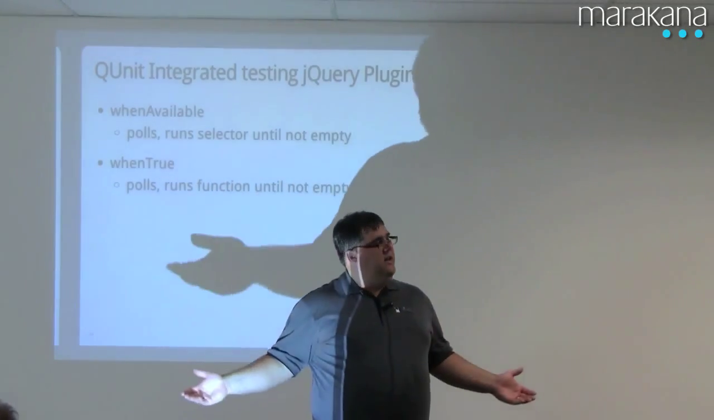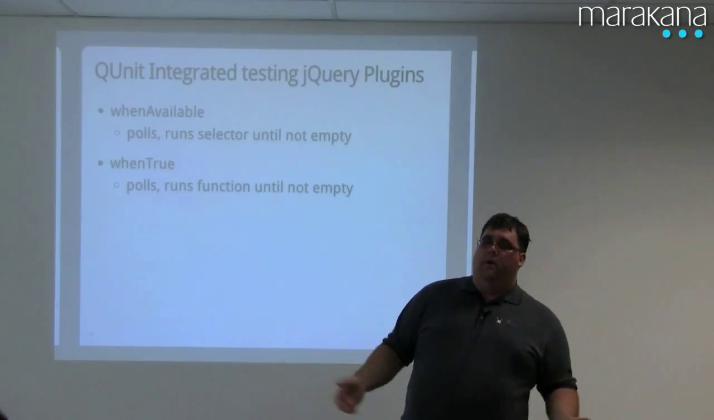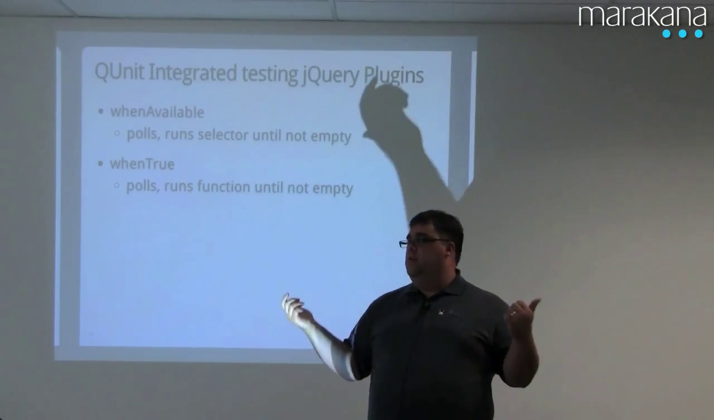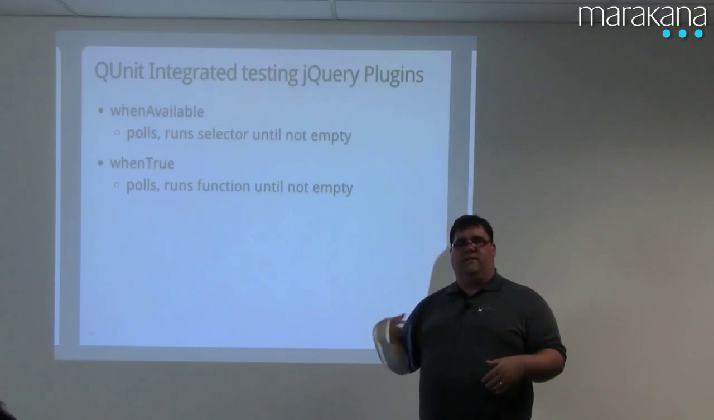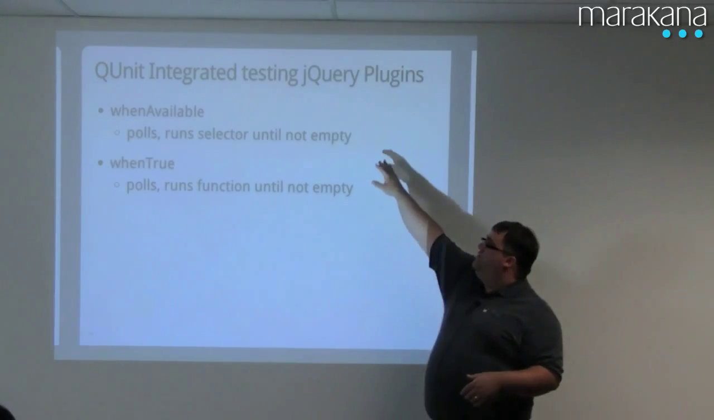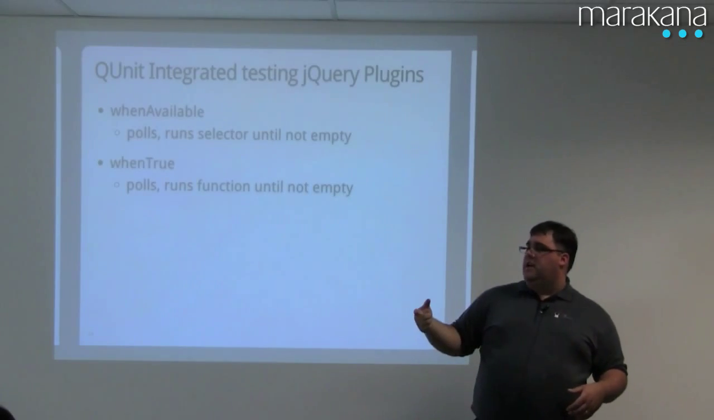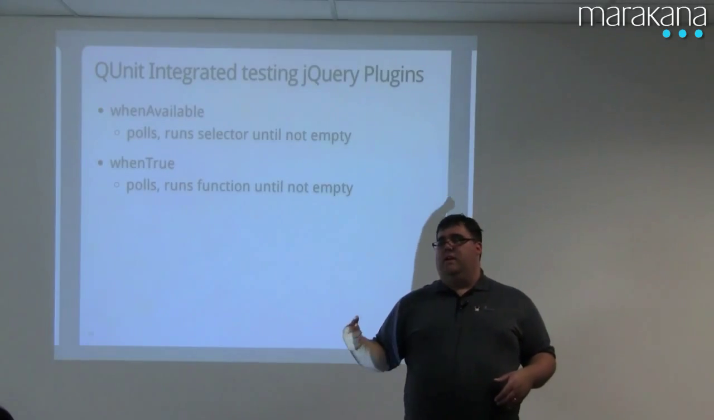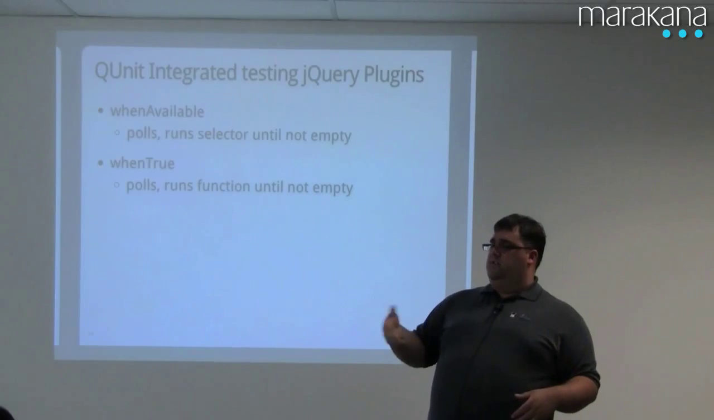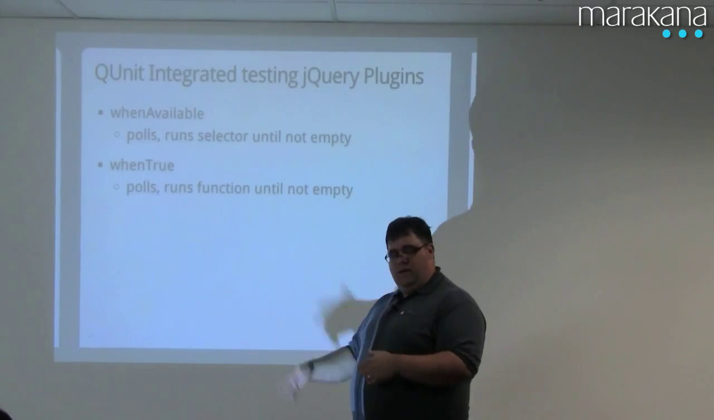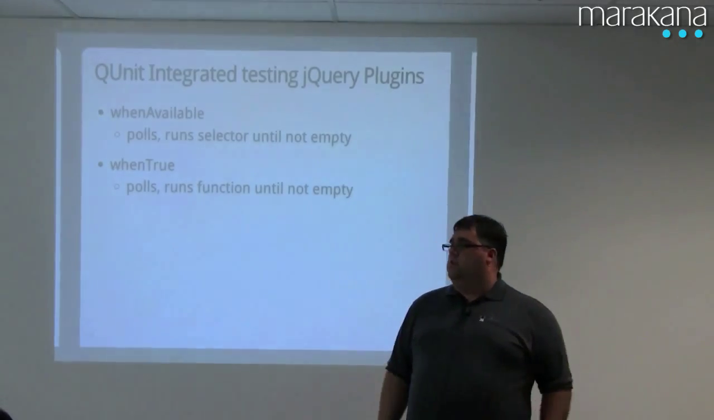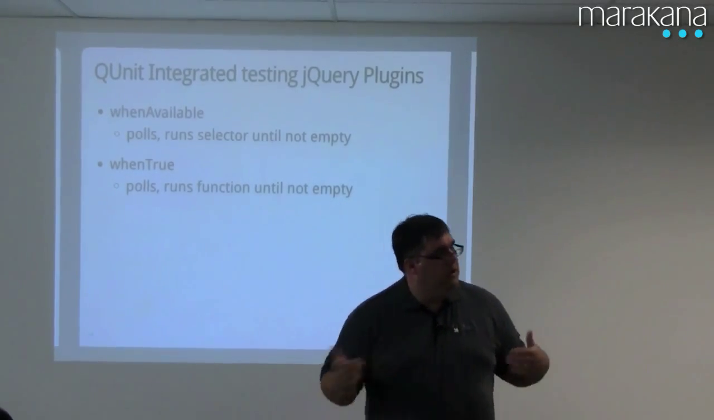You can pass in any function you want, and when that function says it's done, it continues. It works through polling, every 15 seconds. The selector version that Jonathan wrote runs that selector every 15 seconds. If the selector is empty, it keeps polling, and once it gets the data, it continues. whenTrue just runs whatever closure you want and you return.